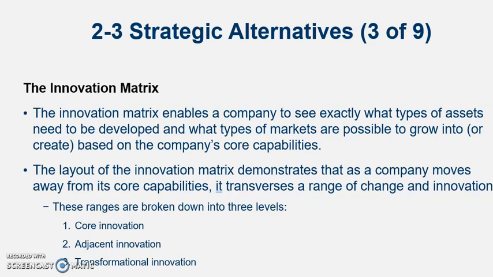Next is the innovation matrix. This enables a company to see exactly what types of assets need to be developed and what types of markets are possible to grow into or create based on the company's core capabilities. The layout of the innovation matrix demonstrates that as a company moves away from its core capabilities, it traverses a range of change and innovation. These are broken into three levels: core innovation, adjacent innovation, and transformational innovation.